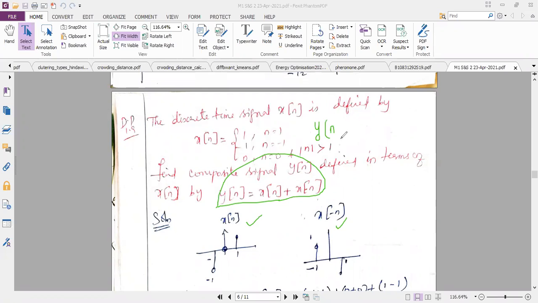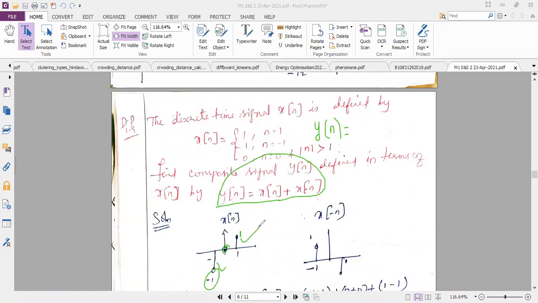Sum of 2 signals. So if x of n value is 5 and x of -n value is 6, I can easily add it. 5 plus 6 is equal to 11. But here it is not the case. You have x of n with a lot of samples and x of -n also has a lot of samples. You know what I'm trying to mean? The samples means you have the discrete time signal at -1, amplitude is -1. And discrete time signal at 0, the amplitude is 0. And discrete time signal at 1, the amplitude is 1. So these are called the samples.